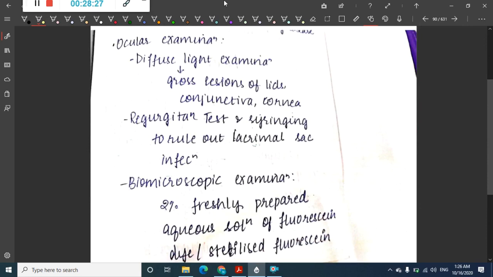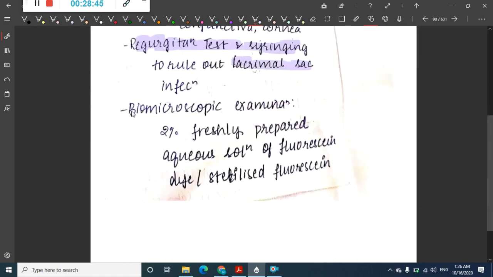If you do an ocular examination, you will see gross lesions on diffuse light examination. Then we can do a regurgitation test, and syringing should be done to rule out lacrimal sac infection. Then we can do biomicroscopic examination. Why do you do biomicroscopic examination? In this you will add fluorescein dye into the eye. You will add a 2% freshly prepared aqueous solution of fluorescein dye into the eye, so that the corneal defect will be stained.